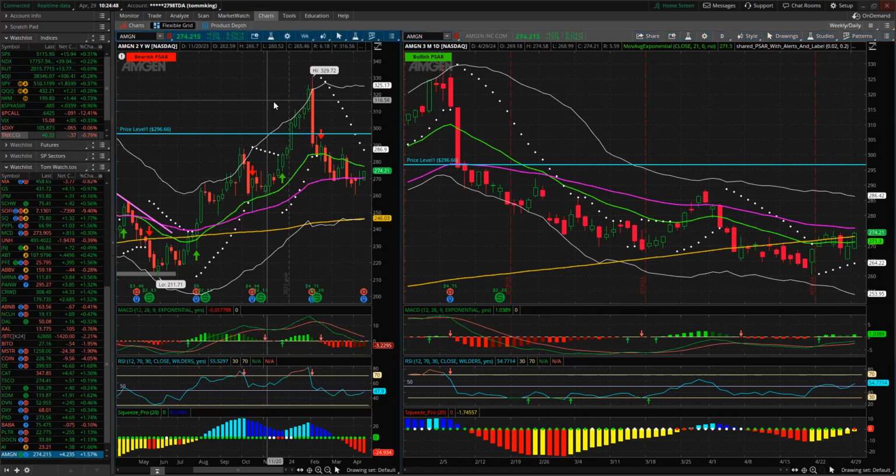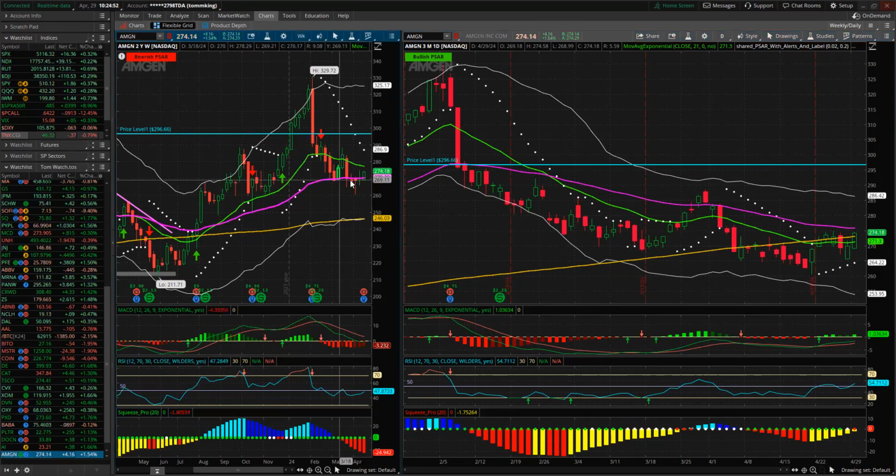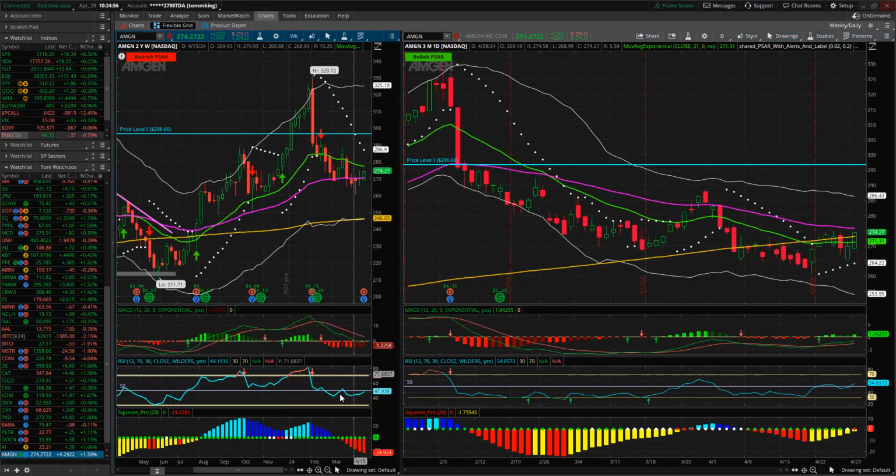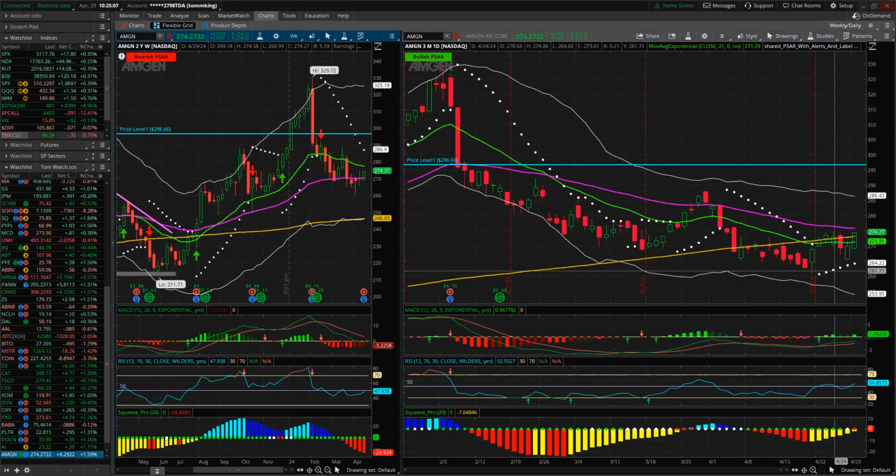And if we look over on the weekly, we came down. Yes, it's bearish, but you're holding the 50 EMA with MACD rising, RSI rising, and the squeeze hasn't changed its momentum, but it's getting longer. I think this is not a bad place to get long Amgen for a trade, so I like Amgen. Hopefully this is making sense to you guys.